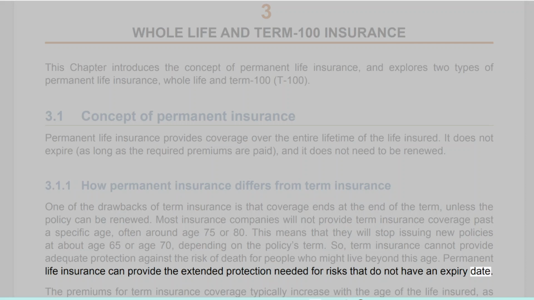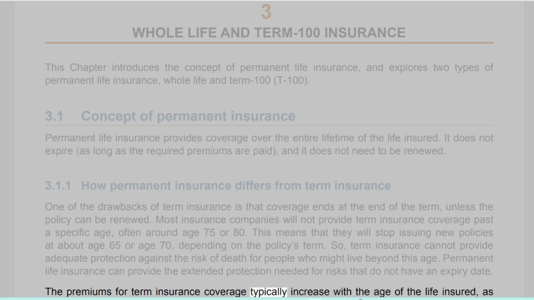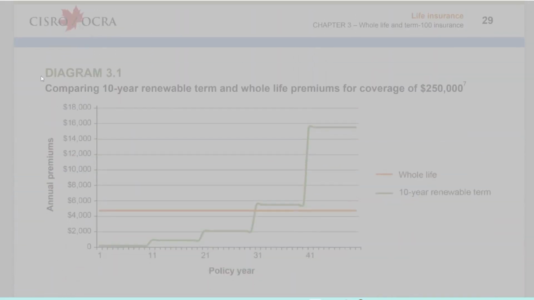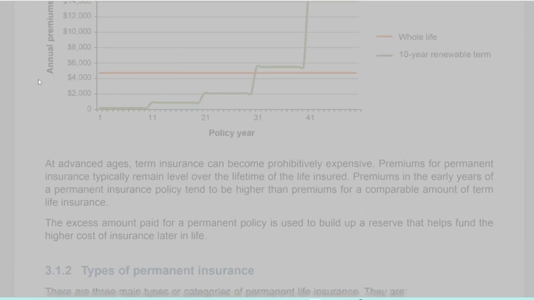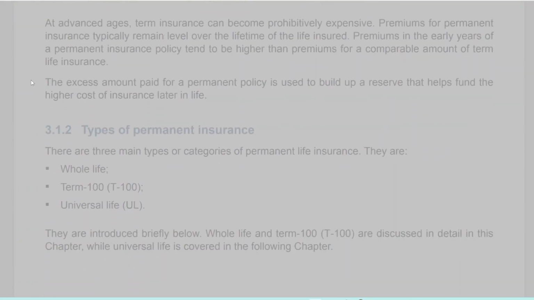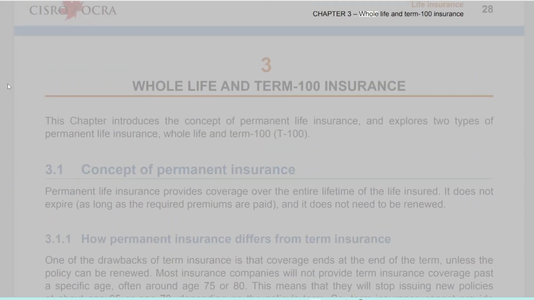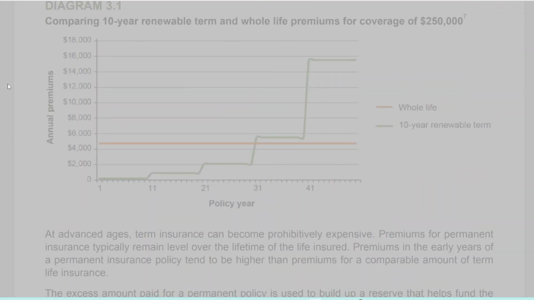The premiums for term insurance coverage typically increase with the age of the life insured, as shown in diagram 3.1 below. Life Insurance Chapter 3, Whole Life and Term 100 Insurance. Diagram 3.1, comparing 10-year renewable term and whole life premiums for coverage of $250,000. At advanced ages, term insurance can become prohibitively expensive.